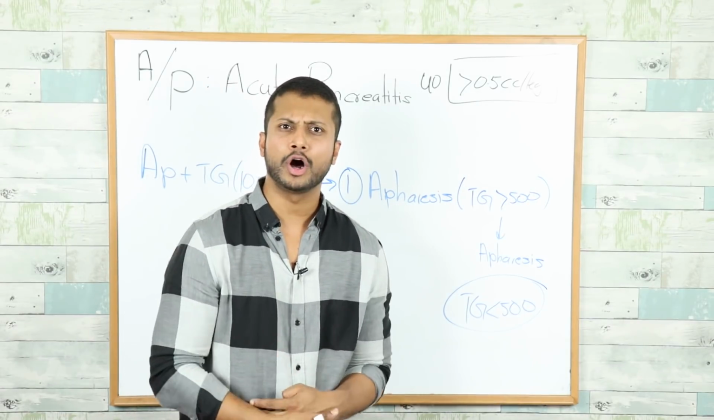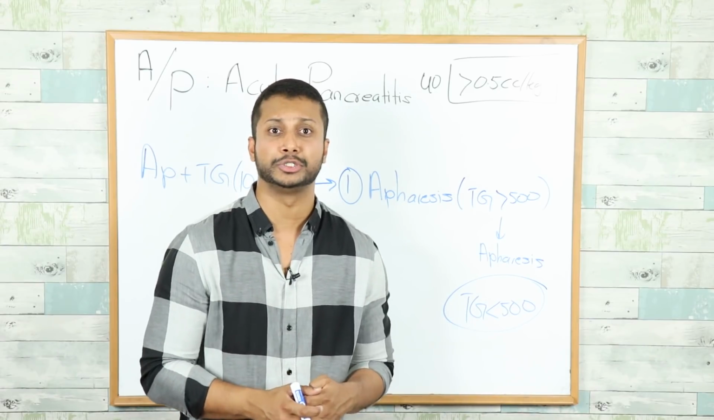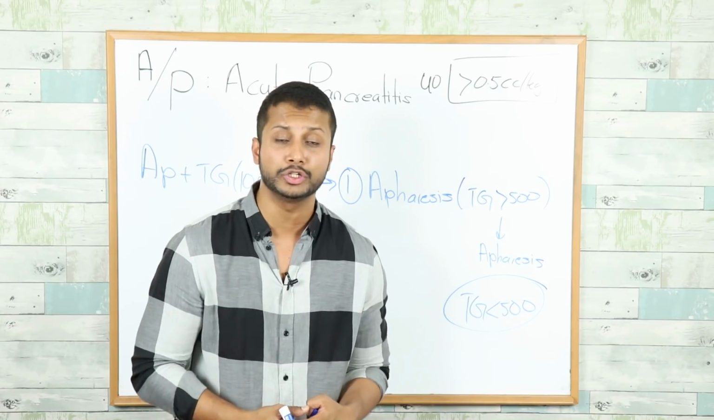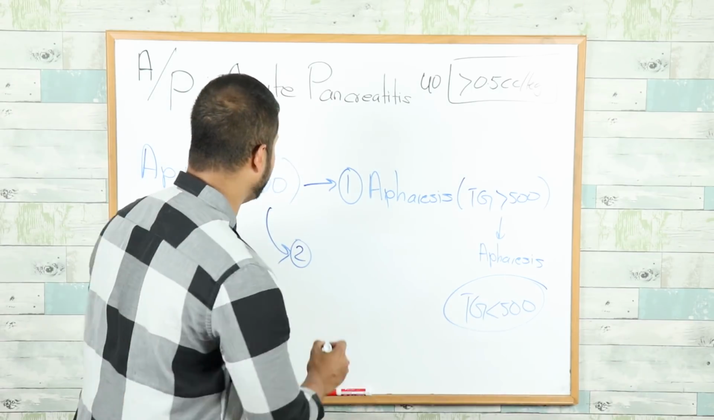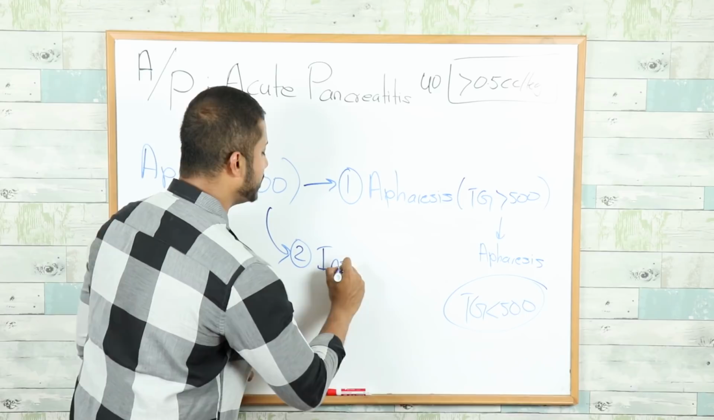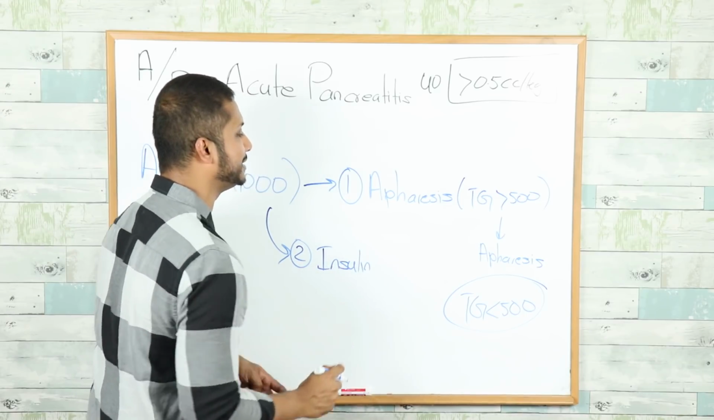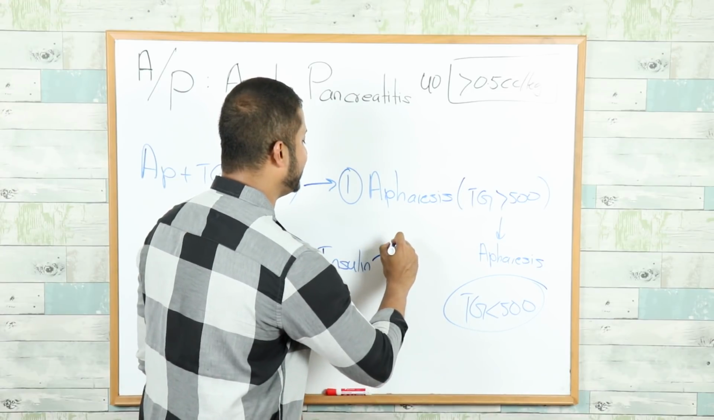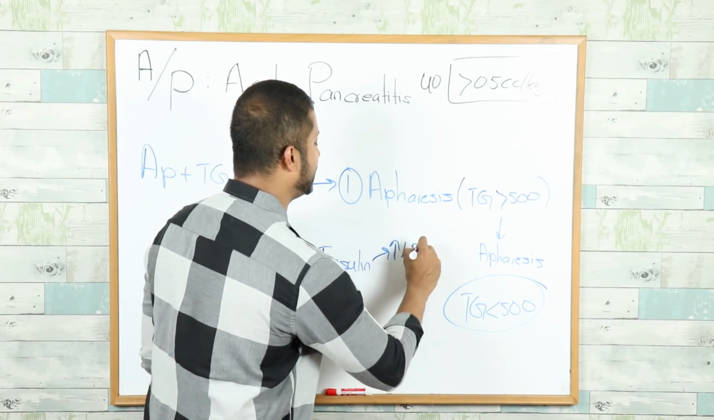So what if your hospital does not have an apheresis machine? Are you going to let this patient die? No, you're not. You have another solution to this problem, and the solution is going to be insulin. The reason insulin works very well in these cases is because of two reasons. Number one, insulin causes increased activity of lipoprotein lipase.